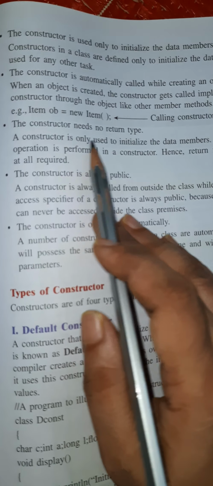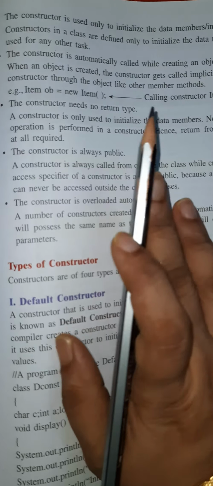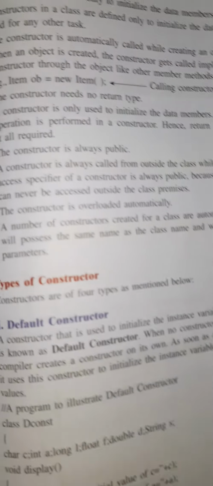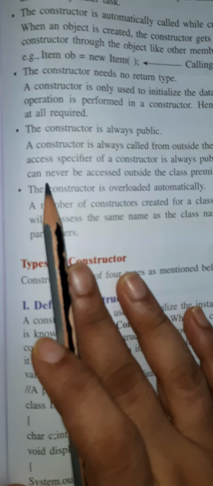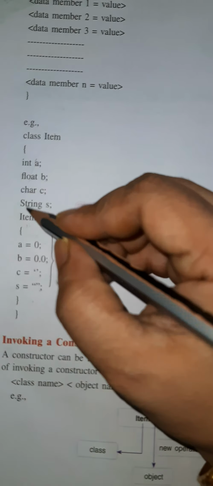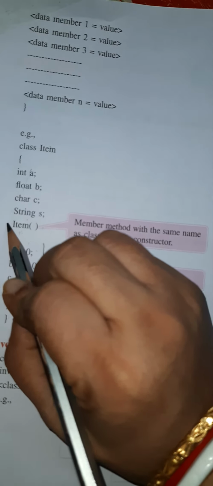The constructor needs no return type. So a constructor has no return type. There is no return type in a constructor, neither is there void, and a constructor is always public. You can see here we are not using any void, neither any return type, neither any access specifier, because it is always public.